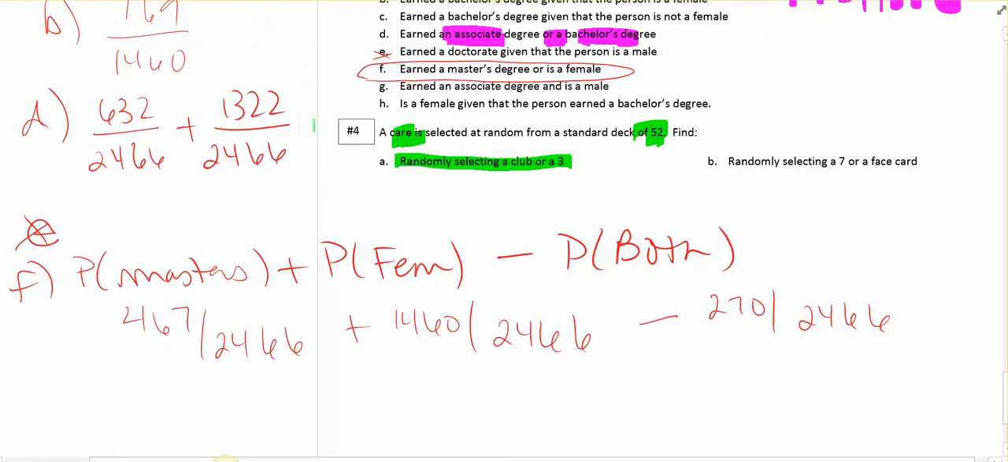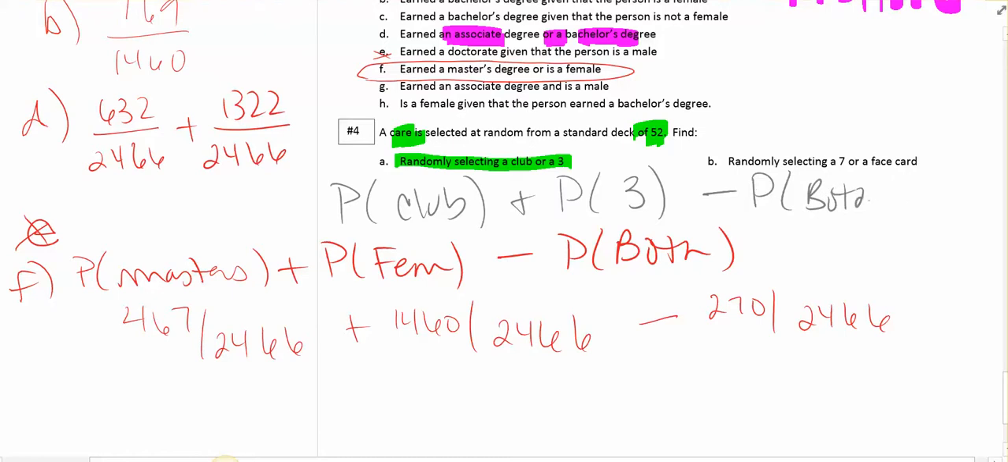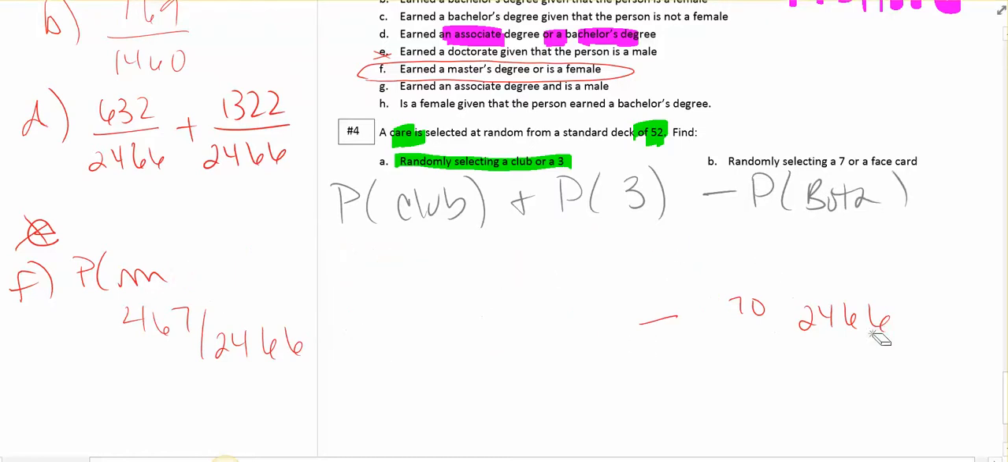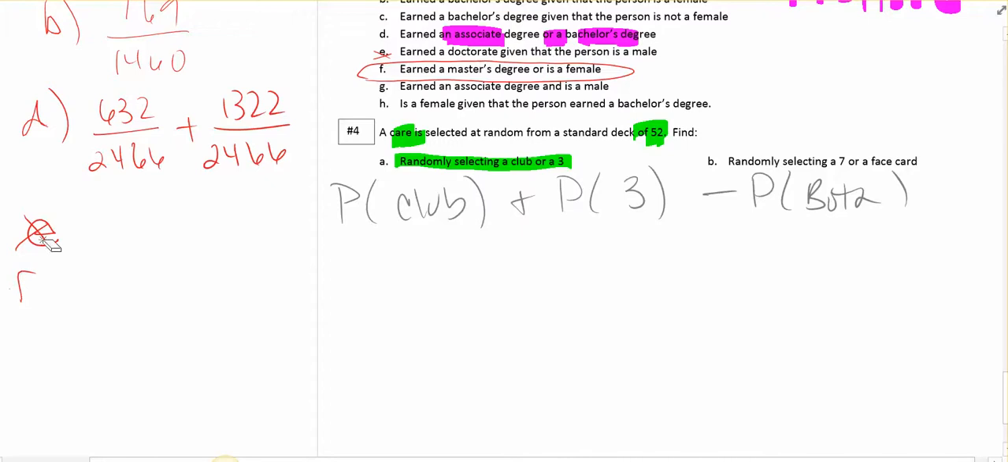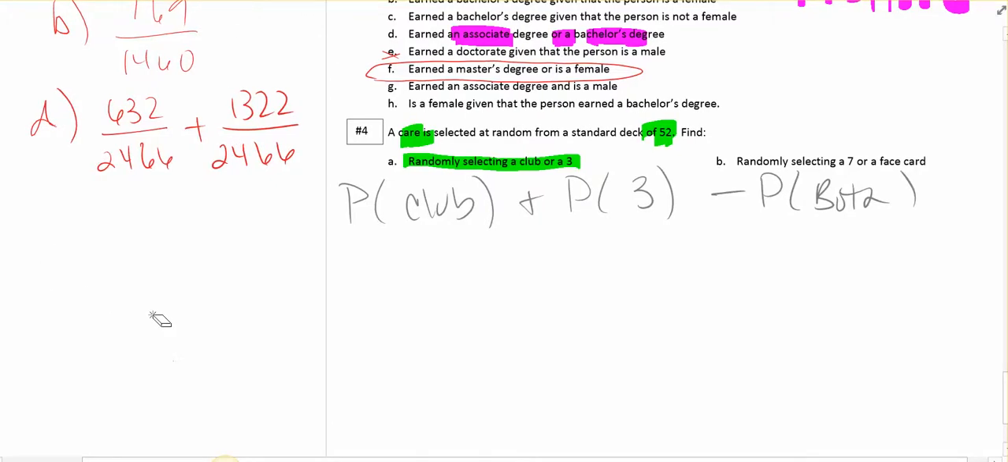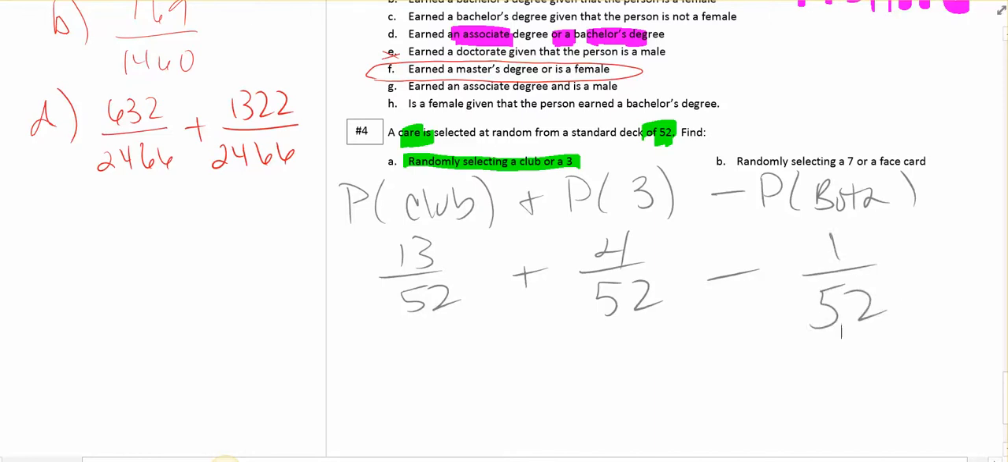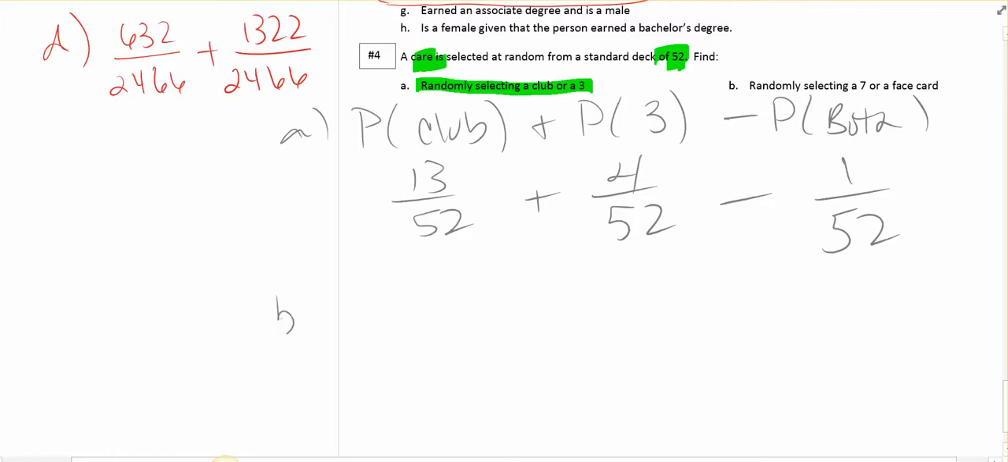So I'm going to do the probability that I got a club plus the probability that I got a 3 minus the probability that both happen. Well, how many clubs are in the deck of cards? There's 13 out of 52. How many 3s are in the deck of cards? 4 out of 52. How many 3s do you have that are clubs? 1 out of 52. So you do need some prior knowledge to work these problems. Fair, not fair, I don't know. Go buy a deck of cards and play with your grandma.